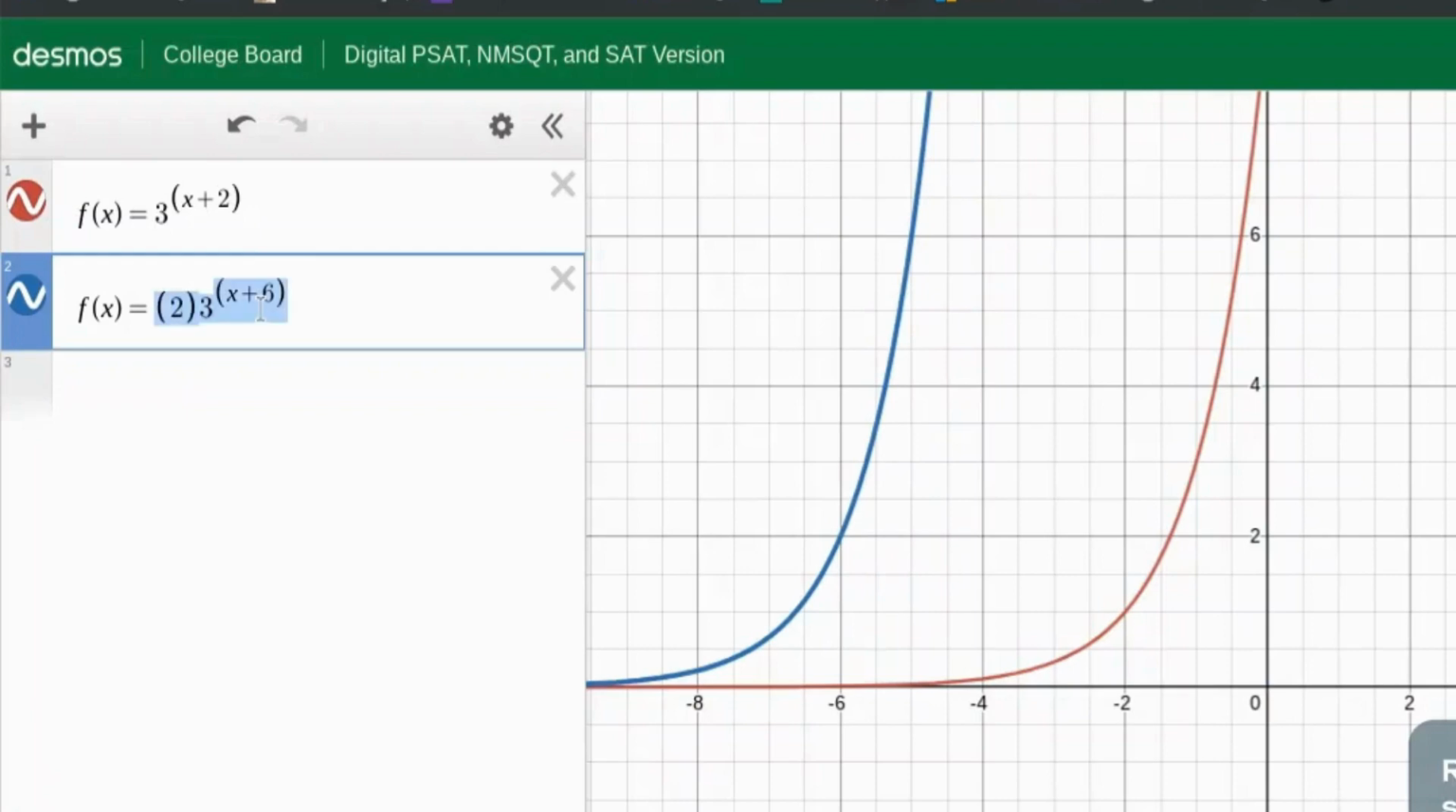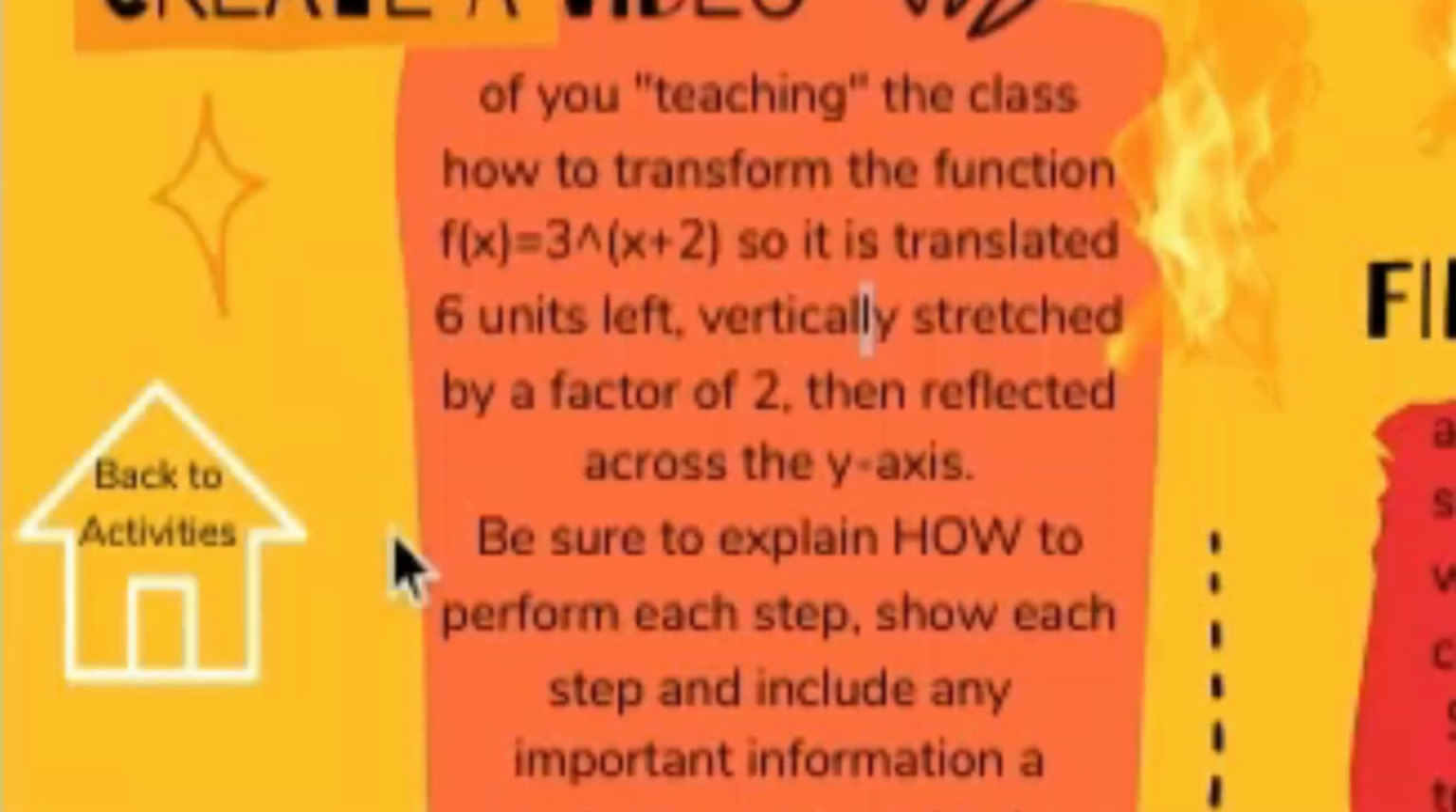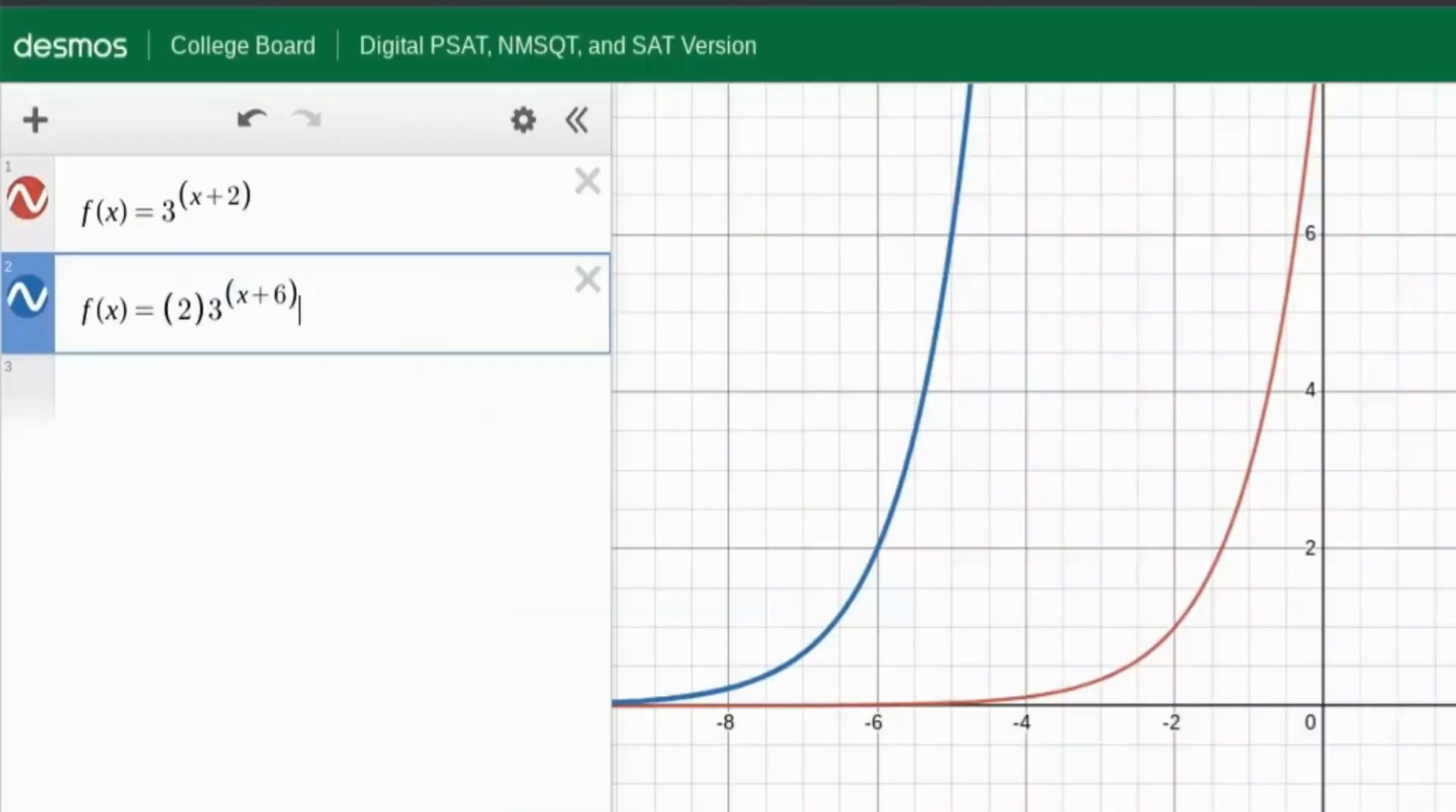Multiplying the entire function by 2 right here is then reflected across the y-axis. The y-axis, this going up and down, is the y-axis. Over here is going to be the x-axis. So we're not necessarily going left. We're not going this way and this way. We're going this way and this way. Okay, so it's kind of going to go like this.